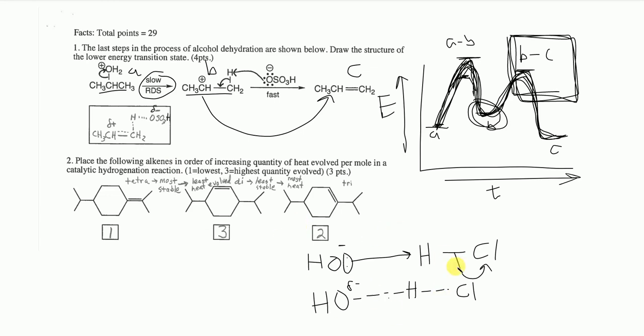So that's essentially that question. You don't have to worry about the graph too much, but it helps me understand the slow RDS and the fast step over here, and how to convert this language into figuring out what's the lower energy transition state and why you don't draw the AB one. So that's essentially that part. She may ask you to draw the higher energy transition state. In that case, you draw the AB one. So now that's out of the way.